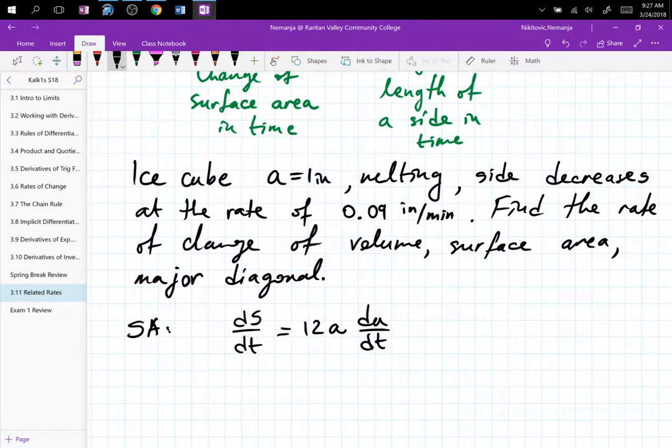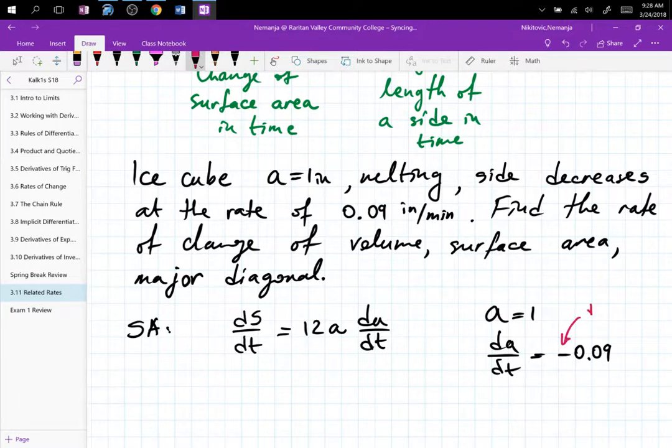Now, what do we know from the text? From the text, we know that a is equal to 1 inch, and we also know that dA/dt is equal to negative 0.09. It's melting, it's decreasing, right? So let me put that in blood over here. So negative.